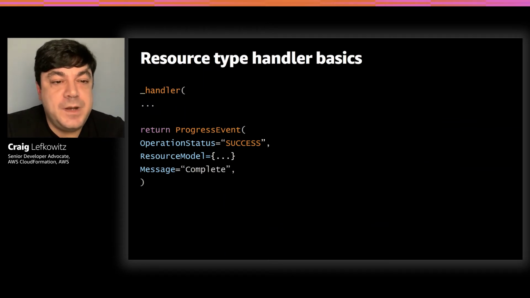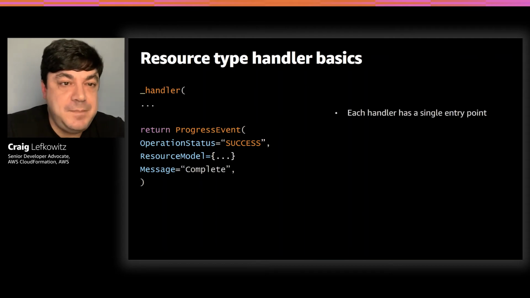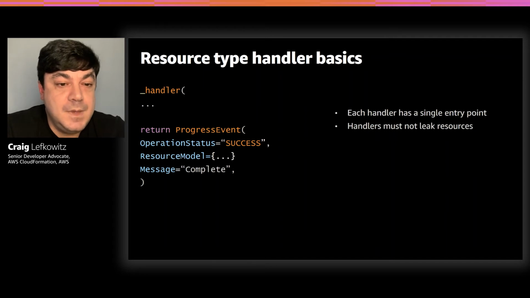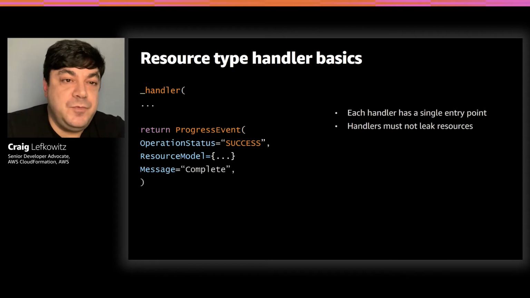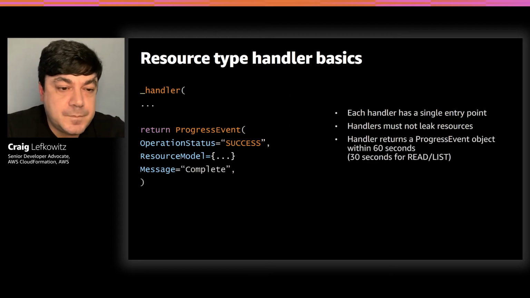So there are some things that you want to consider when developing your resources, which is that each handler has a single entry point. That doesn't mean that the code for your handler has to be implemented entirely in that entry point. It can be dispatched to another function or class that's located in a separate file. Handlers must not leak resources. Keep track of the resources that you create so that when a delete action is passed to your resource type, it will delete all the resources you've provisioned.